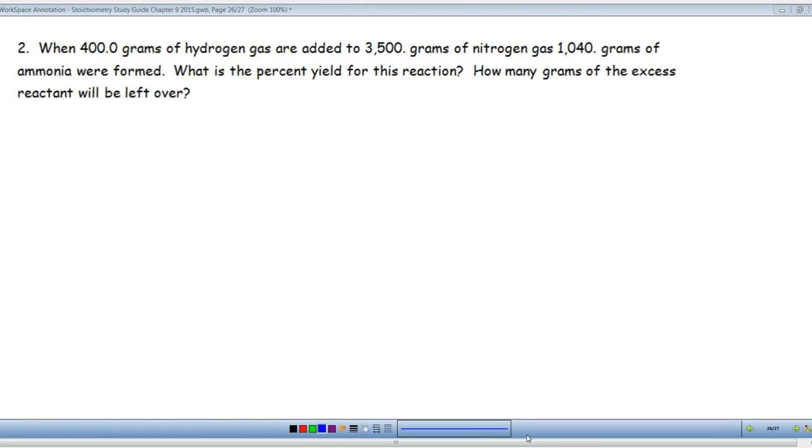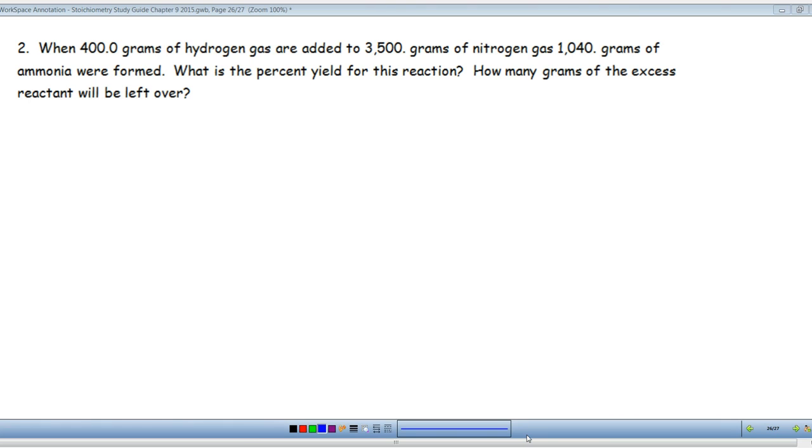We have 400 grams of hydrogen gas added to 3,500 grams of nitrogen gas, and 1,040 grams of ammonia were formed. First, we want to know the percent yield for this reaction, and then how many grams of the excess reactant will be left over.